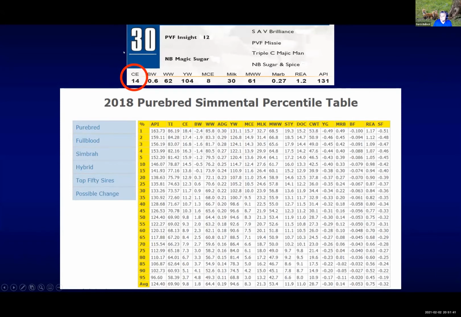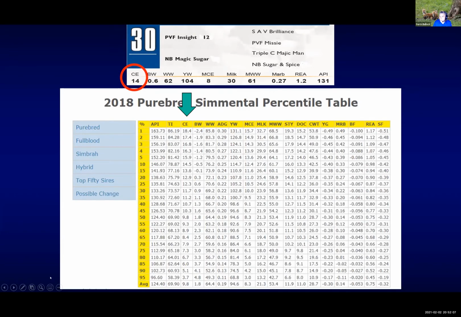Well, for calving ease direct, and here's the other thing in terms of nomenclature. If they don't put anything, it's just CE or calving ease, that is calving ease direct. The one that's for maternal is always going to be either maternal calving ease or calving ease maternal, so you may see it as CEM. Okay, so we find that column for calving ease direct.